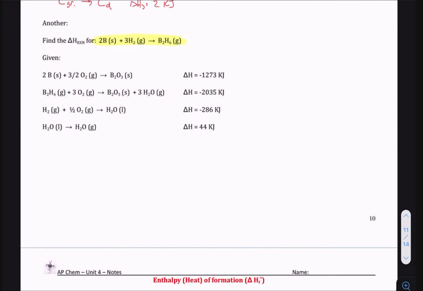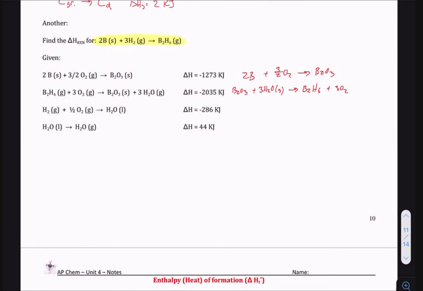I'm just going to rewrite everything on the right-hand side. So 2B plus 3 halves O2 forms B2O3. And I'm flipping the second reaction. So B2O3 plus 3 water. And I'm going to include the states here because water is in a couple of different states and we need to be specific. I'm not going to write the states for the other ones because they're not specific.